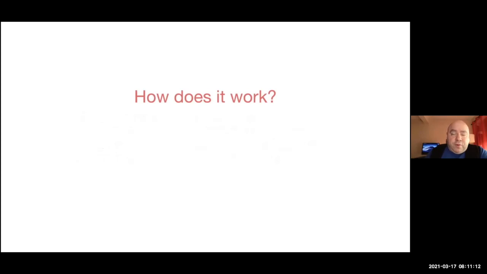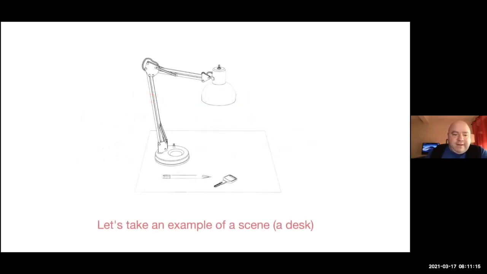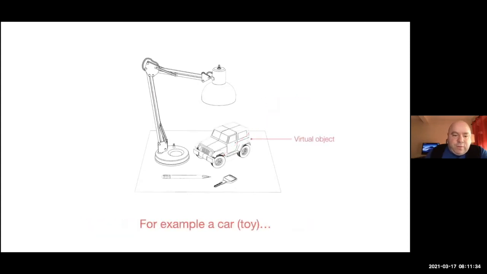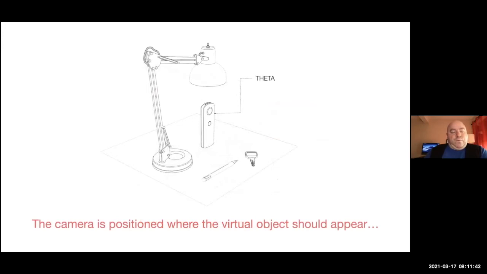How does it work? Let's take an example of a scene, a desk. We want to add an object that doesn't exist. As you can see on the graph, there is a position just below the lights. And for example, we want to have a car, a toy, so a virtual object. To be able to achieve that, we will use the camera, and as you see, the camera is positioned where the virtual object should appear.